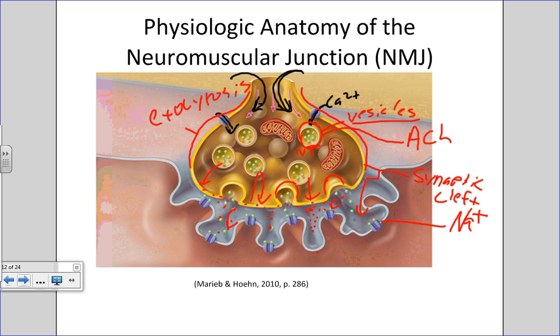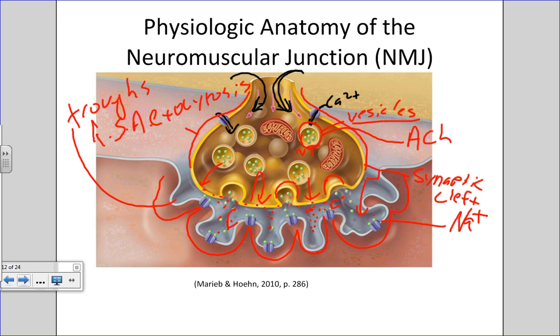Now you'll notice that there are these inward folds, or invaginations of the sarcolemma, where the neuromuscular junction is, where these motor end plates meet the muscle tissue. Now these inward folds are called synaptic troughs. Okay, and what these essentially do is they increase the surface area of the muscle tissue. So the beauty of this is if we have more surface area, there's more room for receptors. Okay, so the more receptors we have here, the easier it's going to be to excite or irritate or stimulate this muscle tissue to contract.